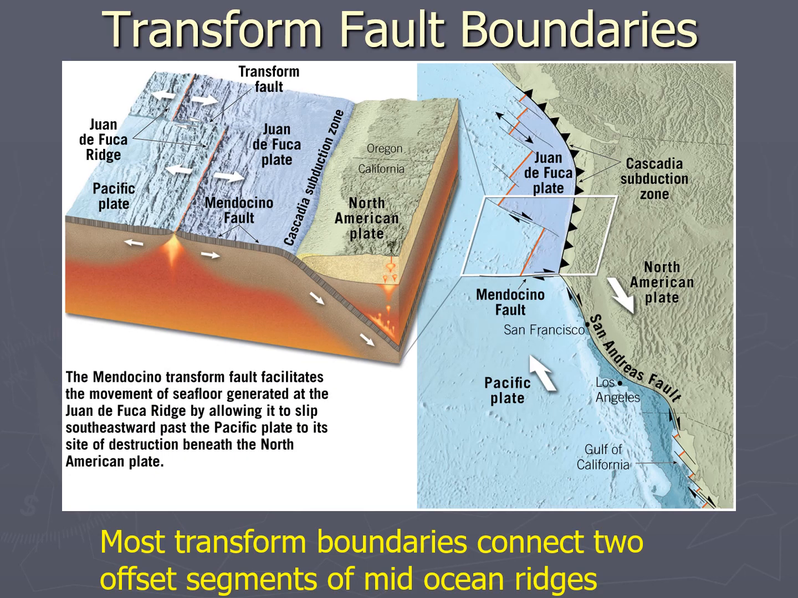So again, we've actually seen this image before, but we're looking at it again. In this case, you have the San Andreas Fault. So that's a transform boundary. So again, there's two completely different types of plate boundaries out there on the West Coast.